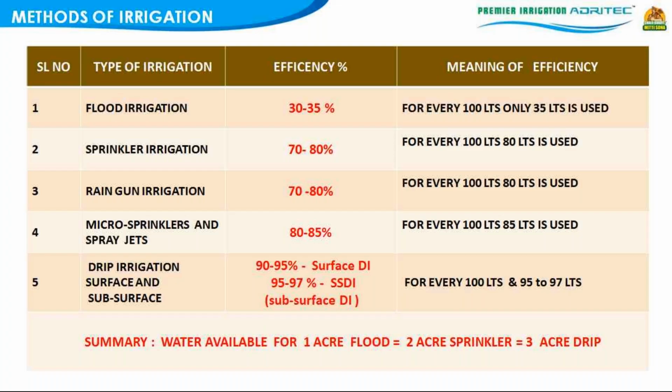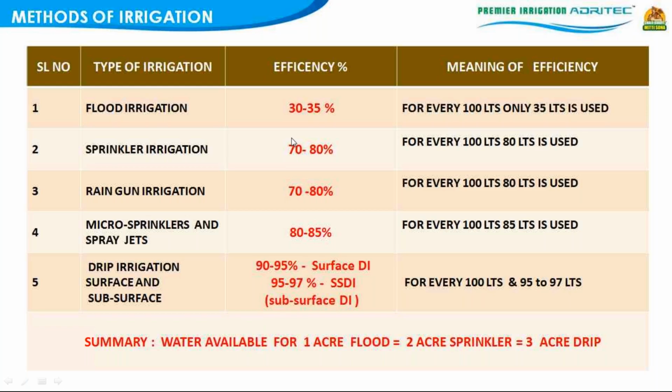And rain gun is also between 70 to 80%. And micro sprinkler is between 80 to 85%. And drip irrigation, you take it is around 90 to 95%. So what do we understand from this? Just looking at numbers will not help. So let us do a small math. Let us take the drip irrigation efficiency as 90%, and we will compare it with flood.